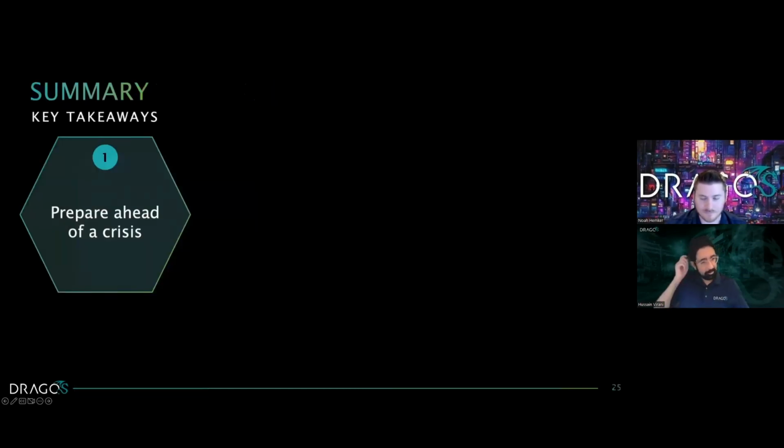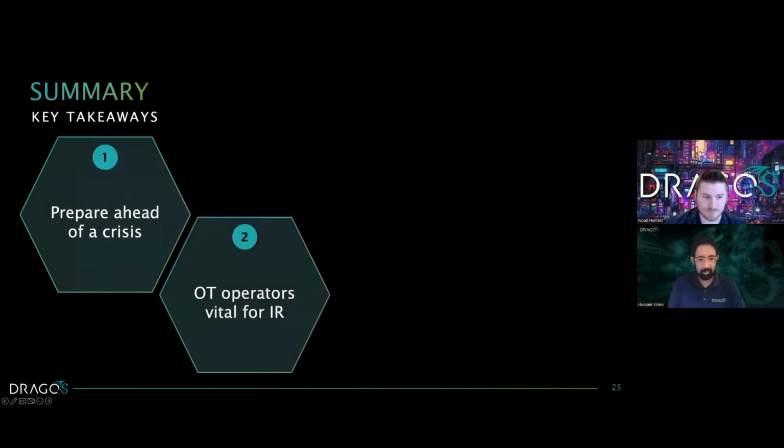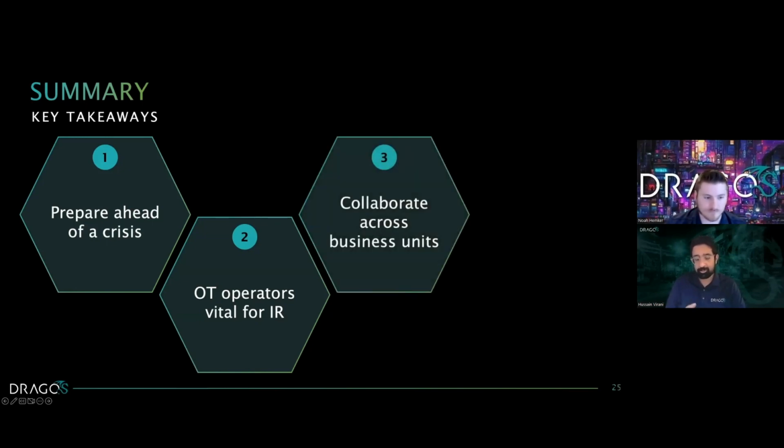And so the summary is as follows. The key takeaways: always prepare ahead of a crisis. That is always the best approach to take. As far as your plant champions, your OT operators, those are utterly vital for incident response specifically. And of course, IT and OT are two separate business units. The best way to respond to an incident is to make sure that there is cross collaboration, because what we're seeing right now is a higher degree of OT and IT convergence.